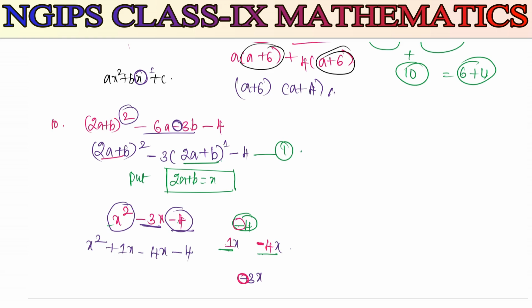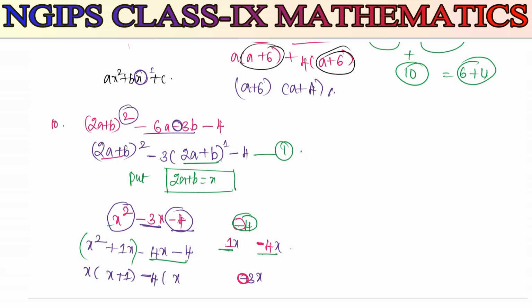Now you need to group the terms. So this is the first group, and these two are going to be the second group. Now from this I can take x common, the leftover is x plus 1. Here I can take a minus 4 common, the leftover is x.